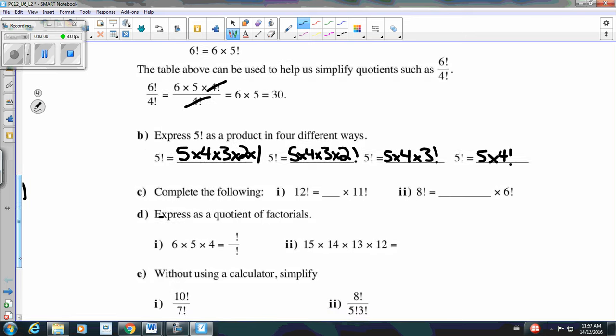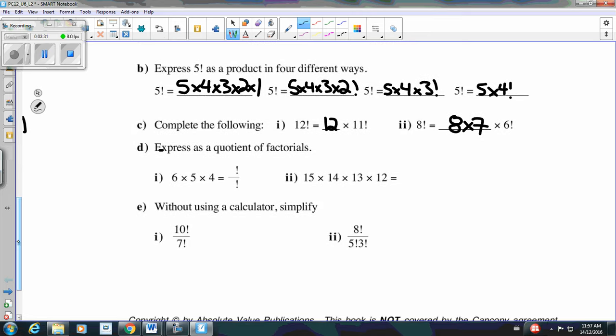C, complete the following. 12 factorial equals what times 11 factorial? Well, remember 11 factorial is 11 times 10 times 9, etc., all the way to 1. So to make this into 12 factorial, we would just need to multiply by a 12 out front. What about the second one? I need to get to 8 factorial, but right now I just have 6 factorial, so that's 6 all the way down to 1. I need to go 8 all the way down to 1, so I need to add 8 times 7 out front.